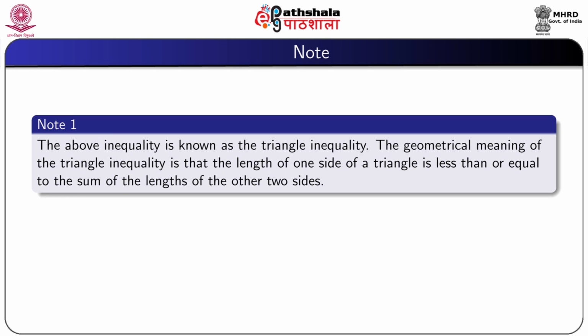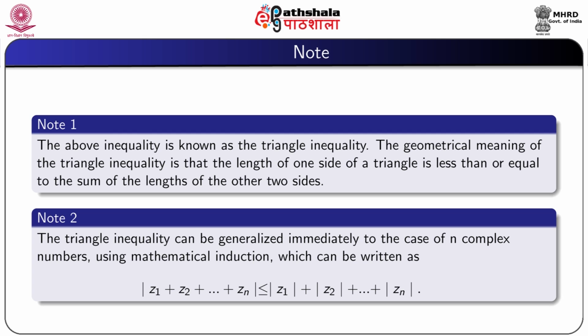The geometrical meaning of the triangle inequality is that the length of one side of a triangle is less than or equal to the sum of the lengths of the other two sides. And another one, the triangle inequality can be generalized immediately to the case of n complex numbers using mathematical induction, and which can be written as modulus (z1 + z2 + ... + zn) is less or equal to modulus z1 plus modulus z2 plus up to modulus zn.